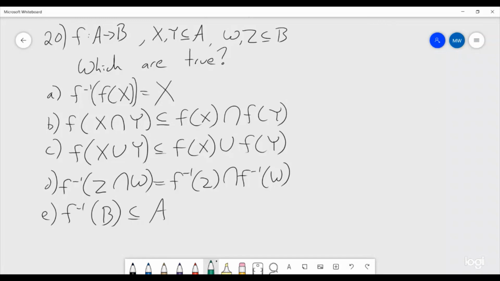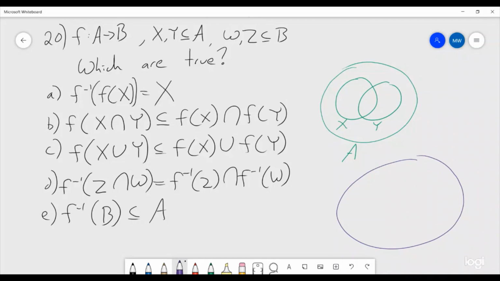So which of these are going to be true? Sometimes it helps if you have these different sets. So there's X, there's Y inside A, and over here is going to be B with W and Z. All we know is that F is a function from A to B. I don't know which one of these would be true.